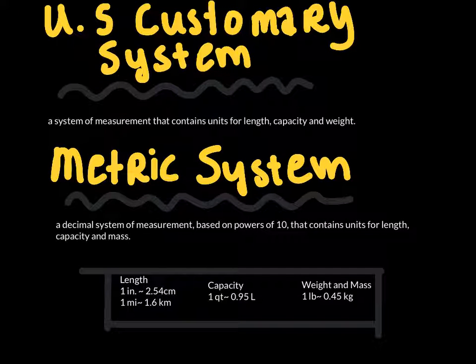Okay, so the U.S. customary system is a system of measurement that contains units for length, capacity, and weight. And the metric system is a decimal system of measurements based on powers of 10 that contain units for length, capacity, and mass. Below I have a little system that you can look at. For length, 1 inch equals 2.54 centimeters, 1 mile equals 1.6 kilometers, 1 quart equals 0.95 liters, and 1 pound equals 0.45 kilograms. That is on page 132 in your book. During all of our examples, you can look back on that if you need help on any converting problems.